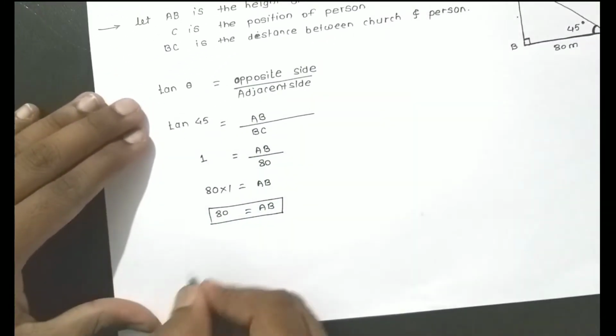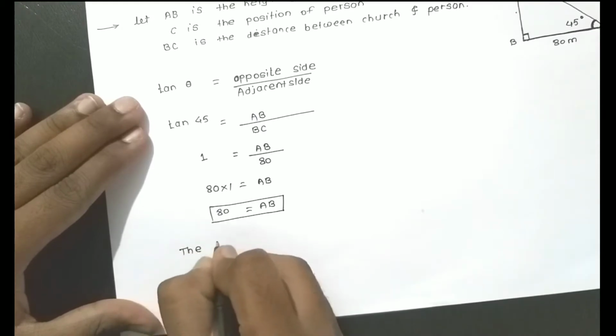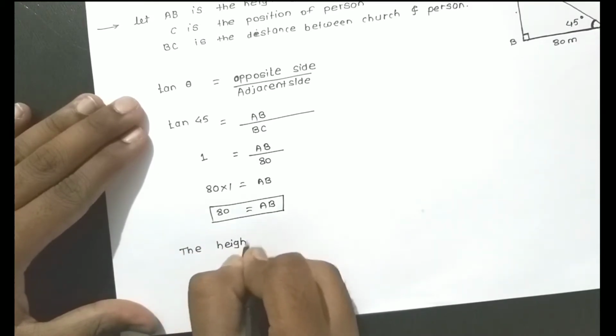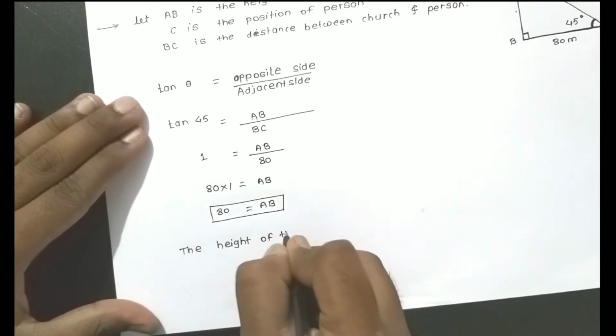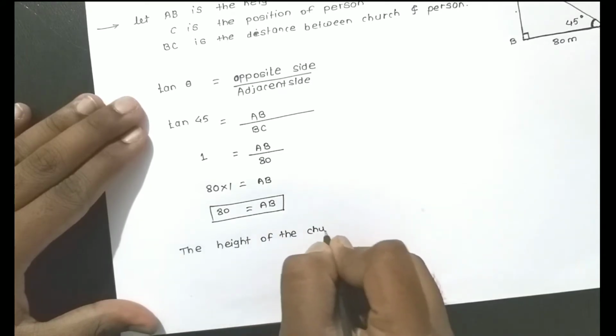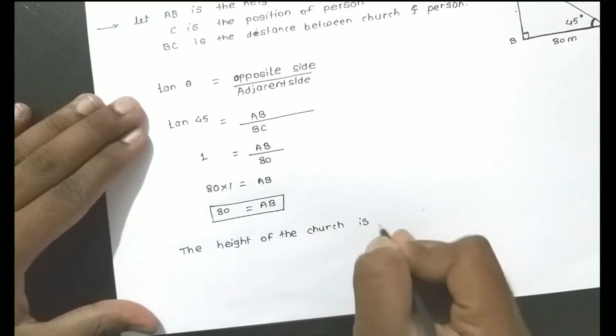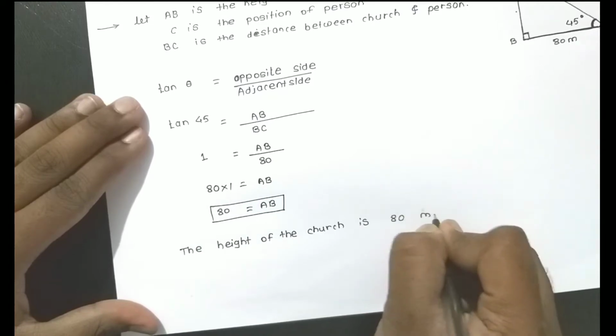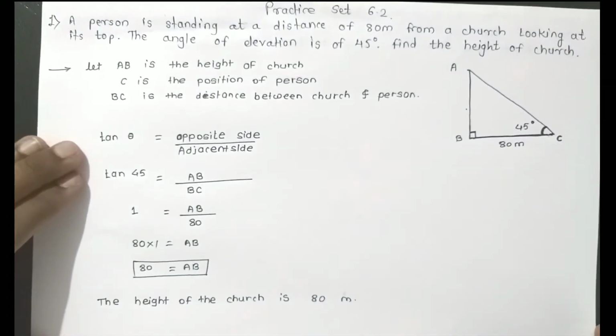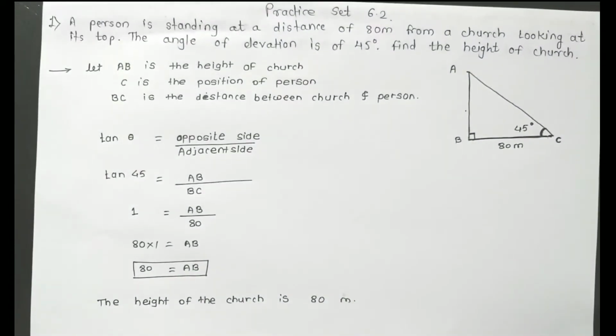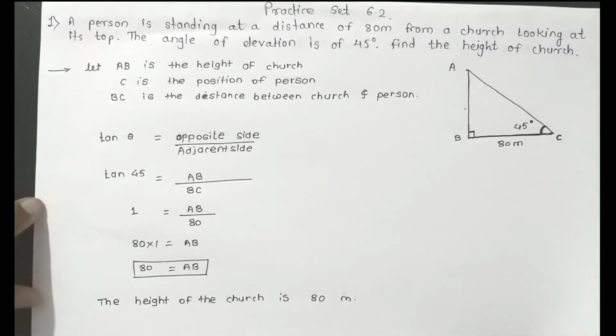So AB is the height of the church. So the height of the church is 80 meter. It is a very simple example. Now let's turn towards the second example.